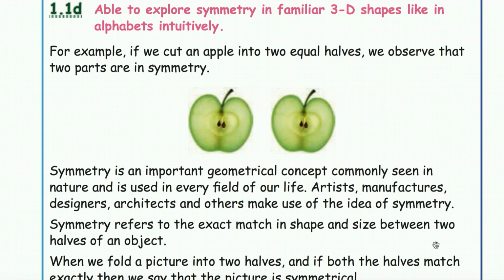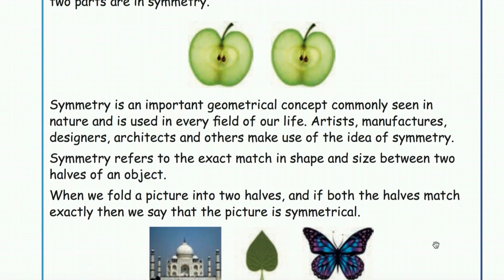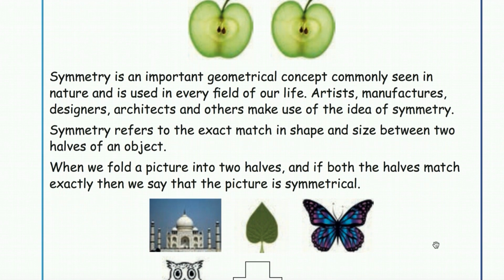We can explore symmetry in familiar 3D shapes, like alphabets, intuitively. For example, if we cut an apple into two equal halves, we observe that the two parts are in symmetry. Right. Symmetry is an important geometrical concept commonly seen in nature and used in every field of our life. Artists, manufacturers, designers, architects, and others make use of the idea of symmetry. Symmetry refers to the exact match in shape and size between the two halves of an object. When we fold a picture into two halves and both halves match exactly, then we say that the picture is symmetrical.